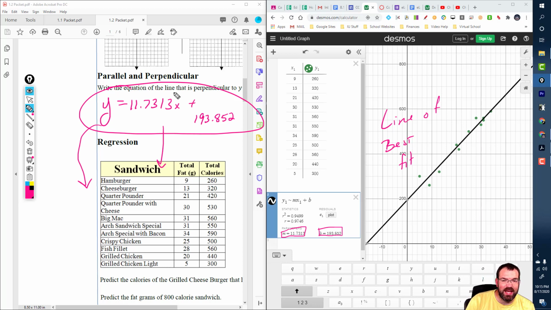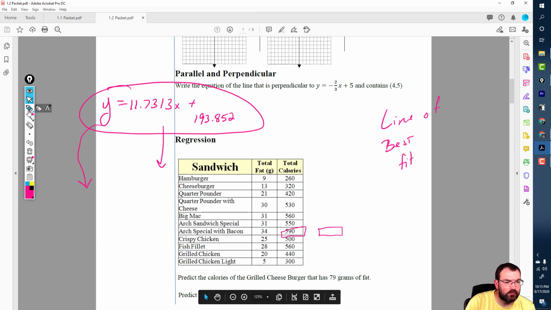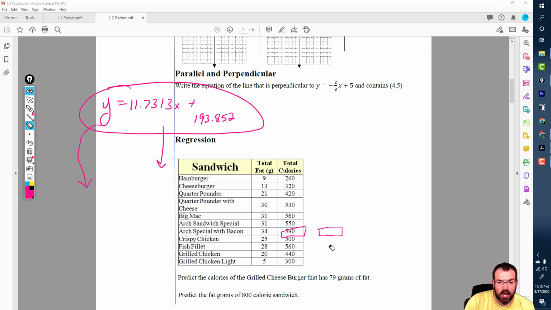So we're going to use this equation to answer the rest of this stuff. Well, how do I do that? What do you mean answer the rest of this stuff? Well, I am going to use that equation to predict this and predict that. It says predict the calories of the grilled cheese burger that has 79 grams of fat. Holy cow, that's a lot of grams of fat. Well, which one of these is grams of fat? That is the x column.